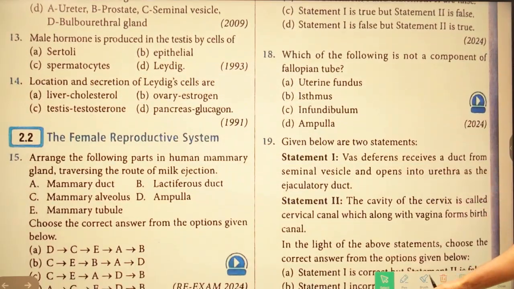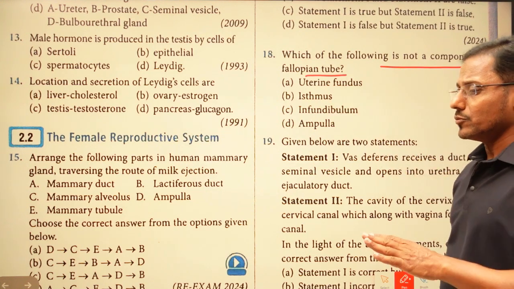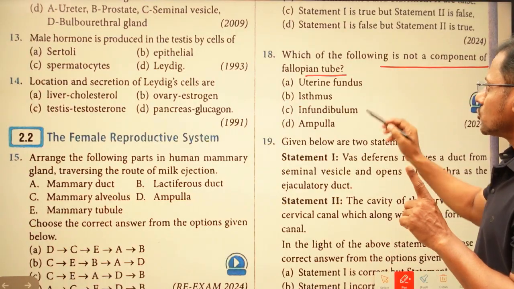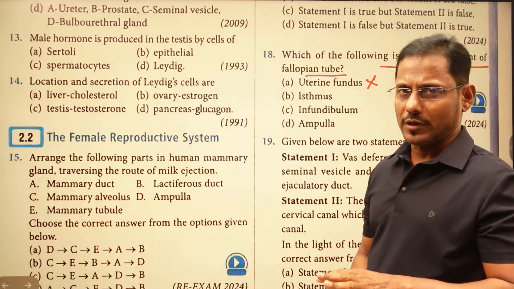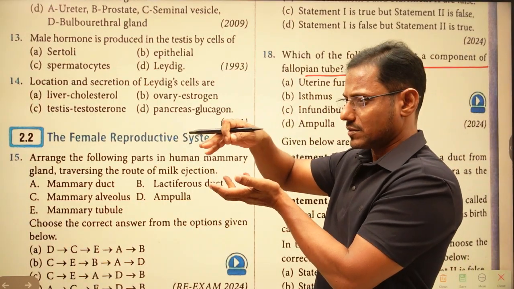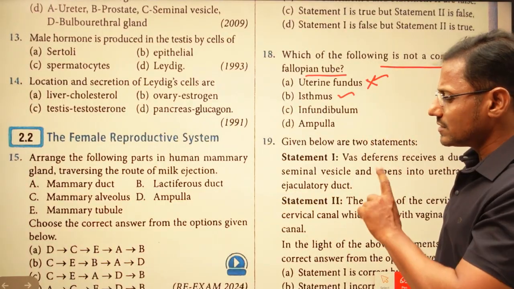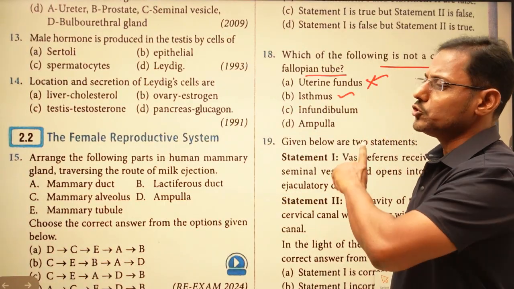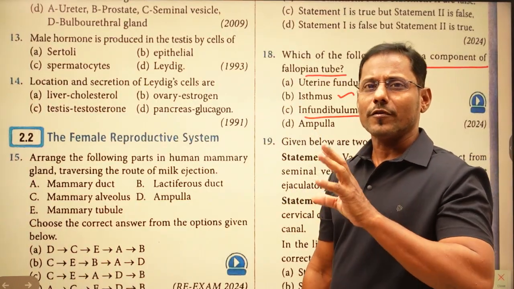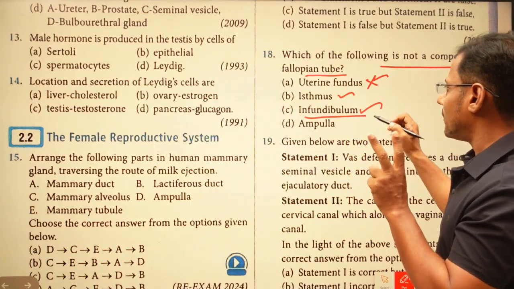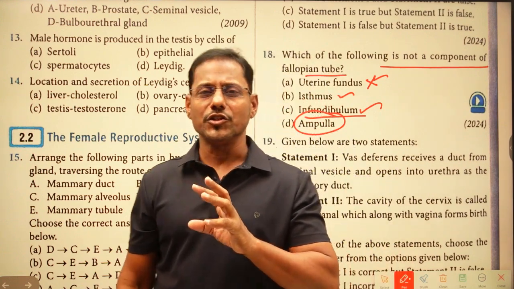Now 18th one. Which of the following is not a component of the fallopian tube? So uterine fundus, this is not part of the fallopian tube, right? This is the upper part of the uterus, or else the head part of the uterus. We call it the fundus. So isthmus, this is the last part of the fallopian tube which joins the uterus, and infundibulum, this is the funnel-like structure of the fallopian tube from where it starts, right? And this is the ampulla, a wider part of the fallopian tube where fertilization takes place.